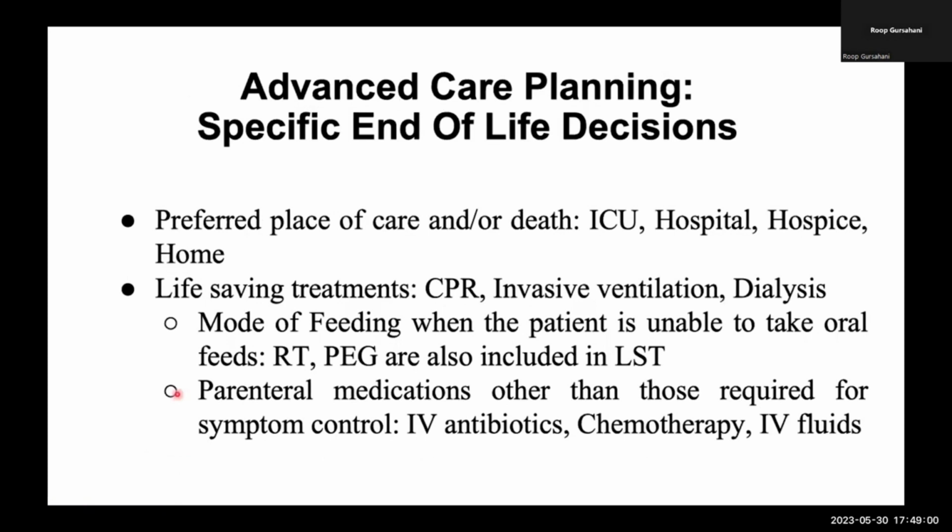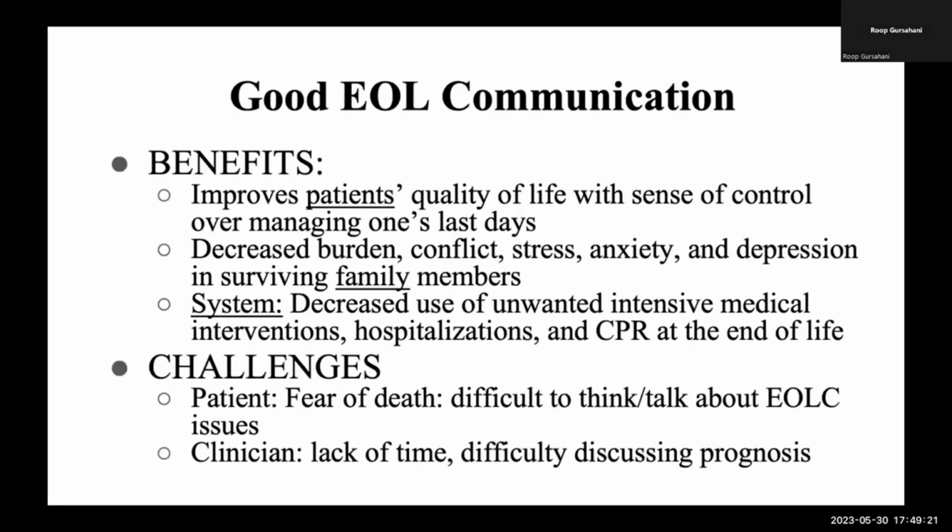Specific end of life decisions, the first, as I said, is the preferred place of care or death. And then there are decisions about life-saving treatments like CPR and so on. But don't forget that mode of feeding, when the patient is unable to take oral feeds, especially Ryle's tube and PEG, are also life-sustaining treatment. And parenteral medications, other than those required for symptom control, those are also life-sustaining treatment. If you do it right, it improves the patient's quality of life and they get a sense of control. There is decreased burden, conflict, and stress amongst the family members, and the system is not stressed by unwanted medical interventions at the end of life.